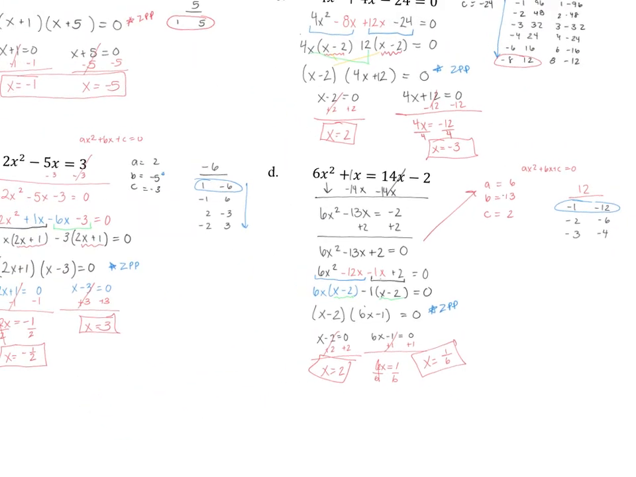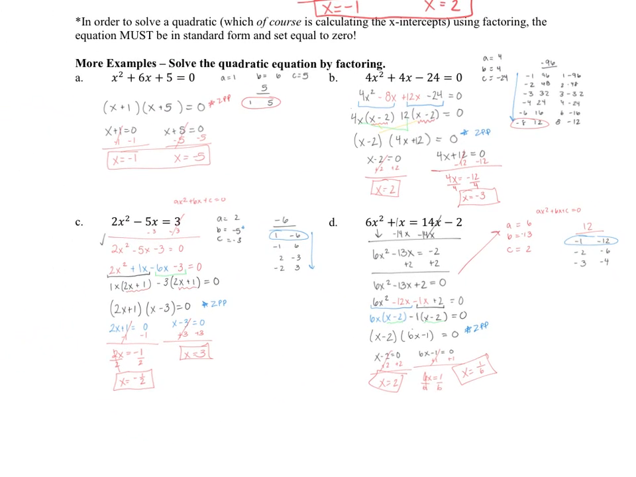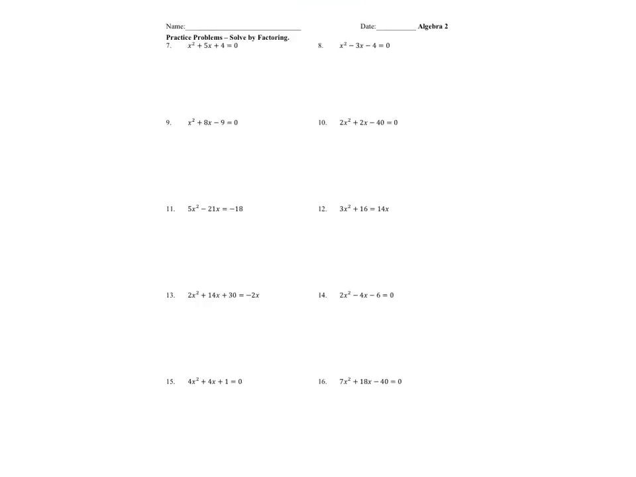All right, so those are your examples that I'm doing with you. For homework, you're going to bounce over and do these 10 problems. So 7, 8, and 9 are like letter A, and then 10 through 16 are all like B, C, and D. Always make sure you are in standard form before you do anything.